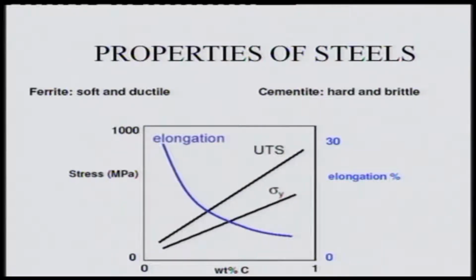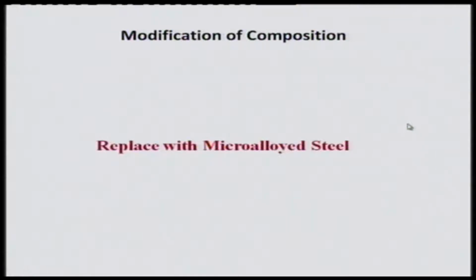Now, when you reduce the carbon, what do you add? Because if you reduce the carbon, the strength goes down, the wear resistance goes down, everything will go down. So, we decided to modify the composition and replace it with a microalloyed steel, and we decided to reduce the carbon and add some amount of vanadium in microalloying quantities to offset the reduction in carbon and get the benefits of microalloying.